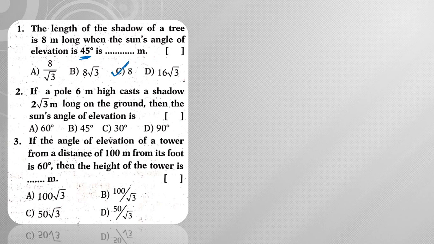So if the length of the shadow is equal to the height of the tree, then directly you can say the answer is 8. If a pole 6 meters in height, so height is given as 6 meters, casts a shadow, that means d is equal to 2 root 3 meters, then the sun's angle of elevation. So already we know tan theta is equal to h by d. So h by d means 6 by 2 root 3, so this goes 3 times in 6 and this goes root 3 times, so tan theta is equal to root 3, that means tan 60 degrees. So clearly theta is equal to 60 degrees.